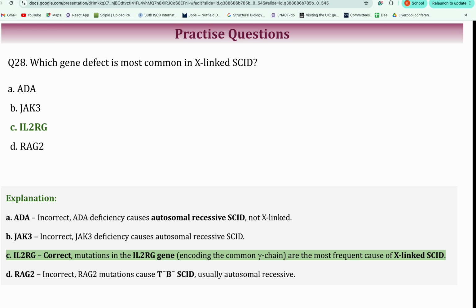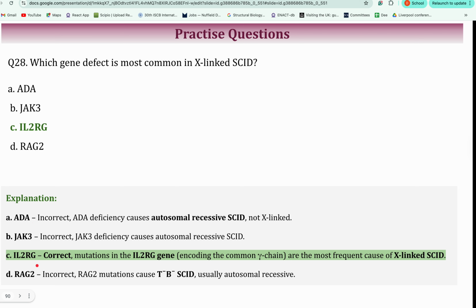Okay, so let's see. The right answer is option C, which is IL2RG. Now, if we talk about ADA, although this is a severe form of SCID, it is autosomal recessive SCID and it is not X-linked. If we talk about JAK3, this is also incorrect because this deficiency also causes autosomal recessive SCID. That means this gene is present on the autosome and not on the X or Y chromosome.